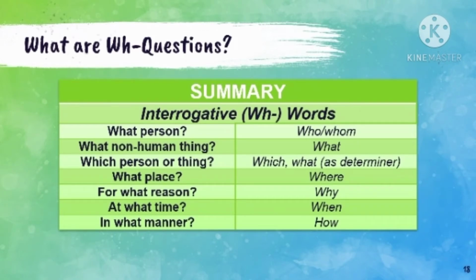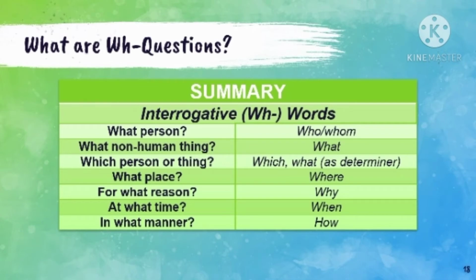To sum up, these are questions with their corresponding WH questions. First, the question what person, its counterpart is the WH question who or whom. Next, what non-human thing? Its counterpart is the WH question what. Next, which person or thing? Its corresponding WH questions are which and what. And take note that the what acts as a determiner.